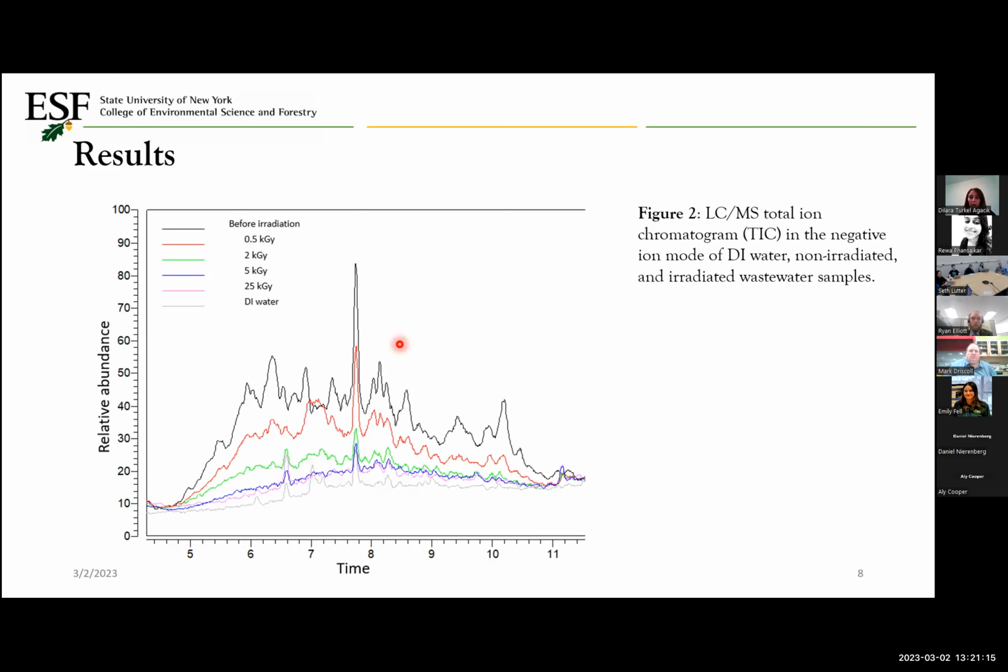And we understand from this chromatogram that with the increasing irradiation dose, the total area under the peaks is decreasing. That shows us that as the irradiation dose increases, the degradation also increases. So the gray color, I'm not sure if you're able to see this peak, also represents DI water, and it has the least amount of ions, which shows us it has the least amount of total ions.